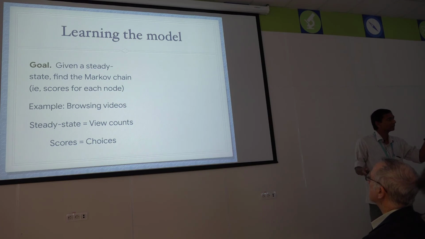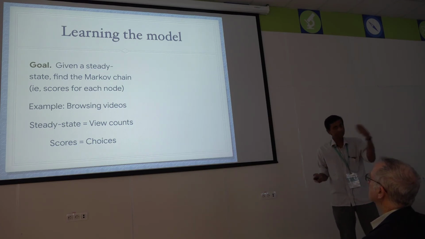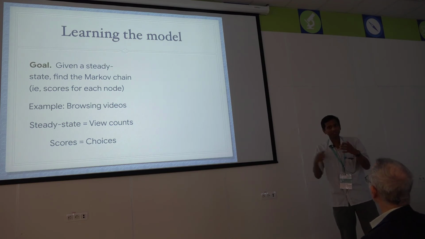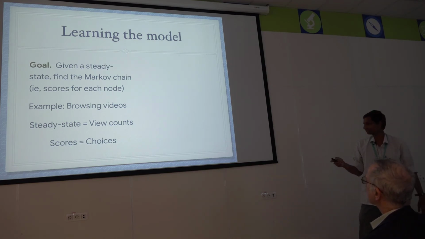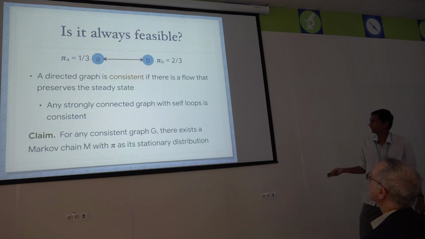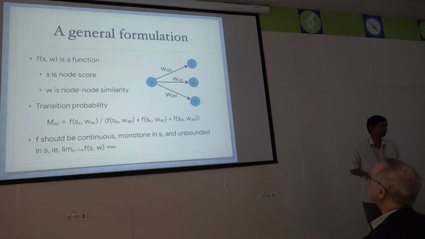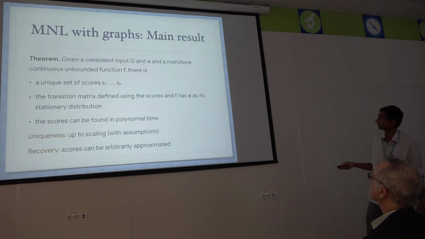I want to find out the Markov chain for which this is a steady state. In other words, I want to find those scores for every node such that the scores induce this Markov chain with the given steady state. Okay, that's the problem that we looked at, and it turns out that I actually can solve this problem exactly in polynomial time. It's a very clean algorithm.